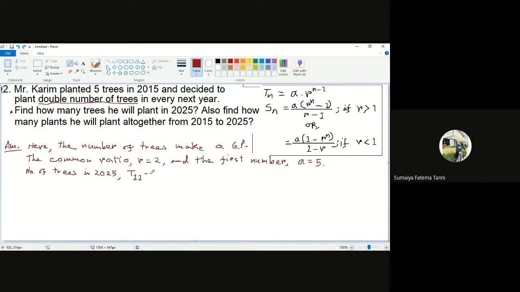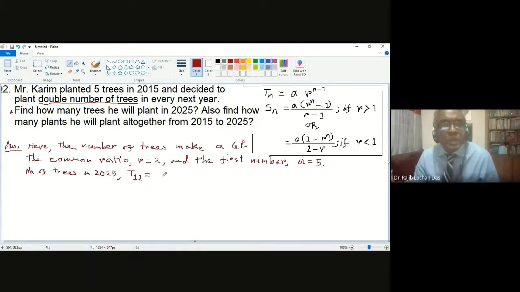Sir, counting from 2015 to 2025 gives 11. Right. So you will count 2015 as 1. So 2015 will be 1, then 2, 3, 4, 5 like that, and it is T11. Good. So if it is T11, then you apply the formula. The formula is the same: 5 into 2 to the power 11 minus 1. Very simple. 11 minus 1 means 2 to the power 10.